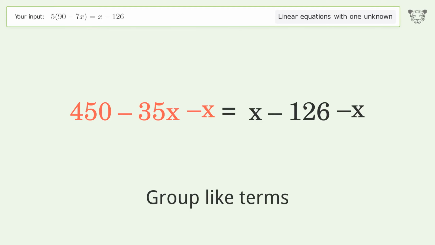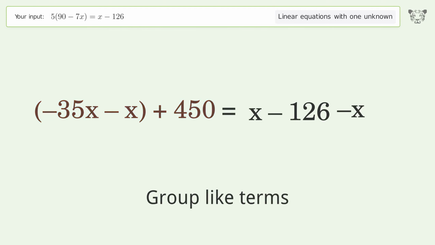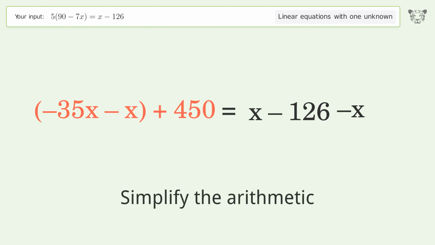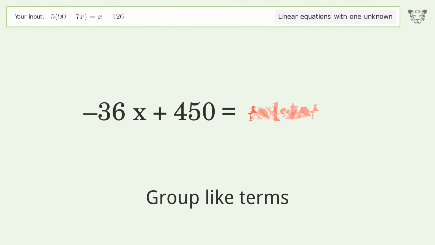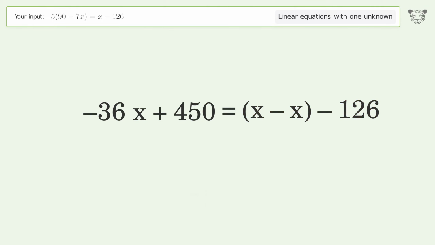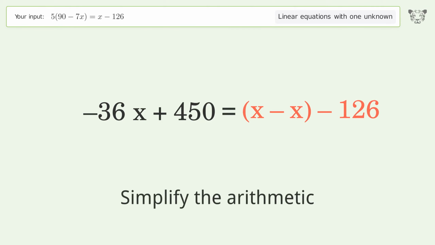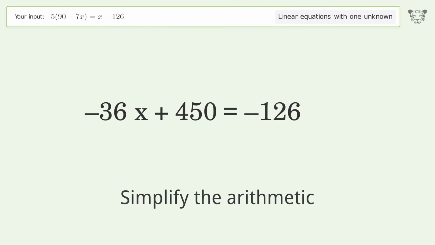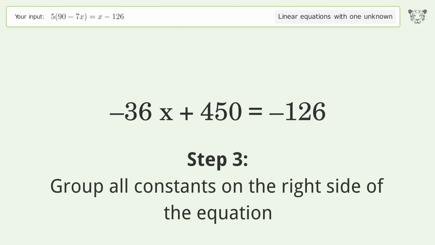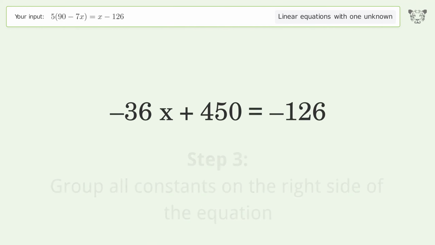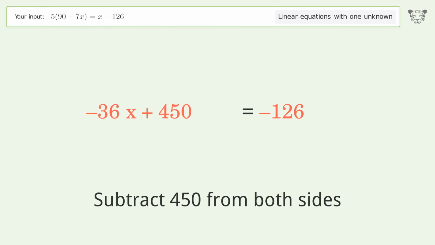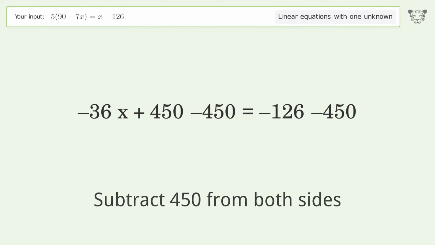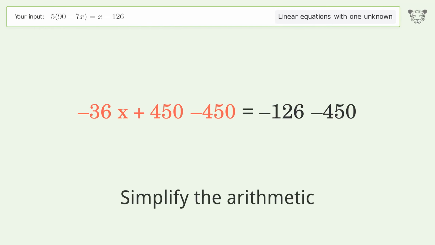Group like terms. Simplify the arithmetic. Group like terms. Simplify the arithmetic. Group all constants on the right side of the equation. Subtract 450 from both sides. Simplify the arithmetic.